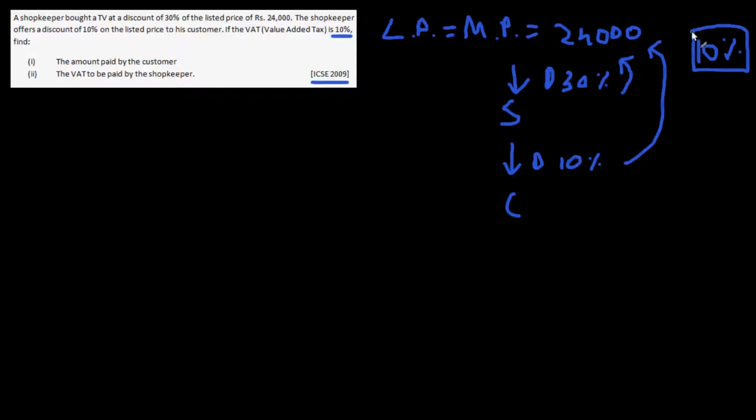Okay. So the first thing we can easily tell is that if the shopkeeper gets the TV at a 30% discount, how much did he get it for? So 30% discount means that he actually got it for 70% of the original price. How do I get that? That's simply 100 minus 30. 70% of the original price. You could just use that, but you should write the steps when you're writing your answers in the exams. 70 by 100 into 24,000. This is how much the shopkeeper bought it for.